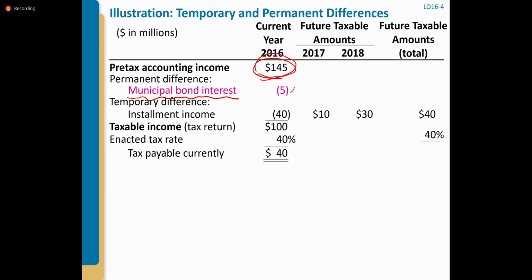That's from that investment. This is accounting, but the tax code says if you invest in the municipal bond, your interest is going to be tax free. The interest will be tax free forever.